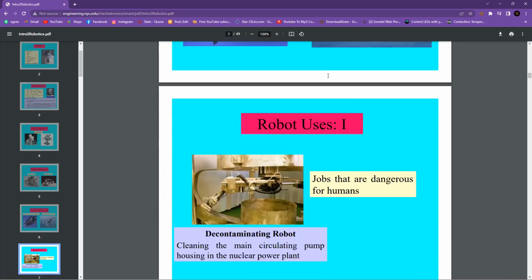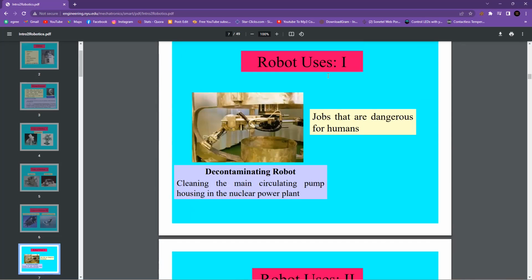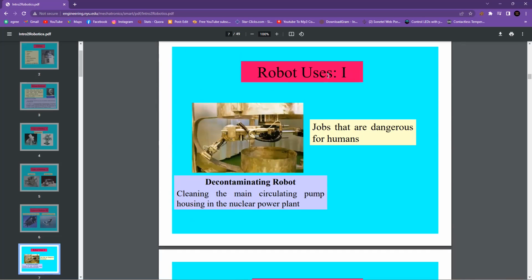I want everything to be quick. So let's move to the uses of robots. Jobs that are dangerous for human beings, like mining. When you move to some companies, even in Ghana, I think there are robots that help in mining.